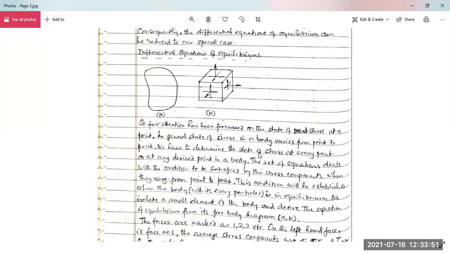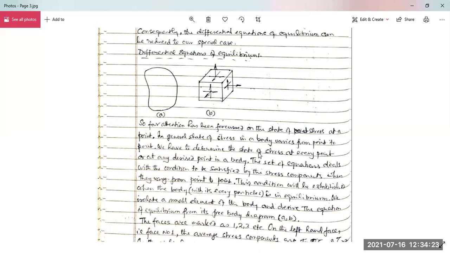So what is the explanation? The state of stress at a point, in general, varies from point to point in a body. But we have discussed that we have to know the stress at a point, and the general stress in a body always varies from point to point. We have to determine the state of stress at every point, or every desired point, which is required by us.